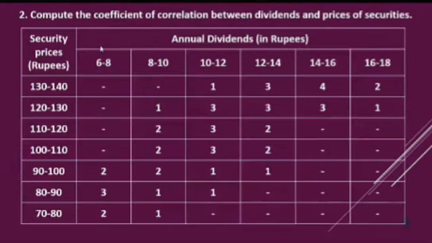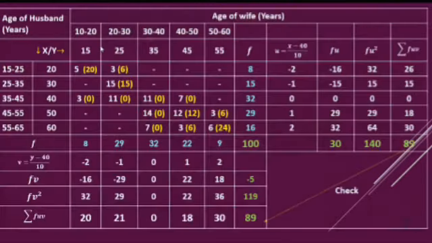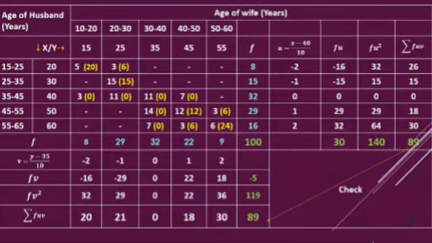Same procedure you repeat. You understood now how to find the row total of the frequencies 8, 29, 32, 22, 9. When you add that, you will get 100. Then find out V. V is Y minus, because your values of Y are 15, 25, 35, 45, 55. So I have taken the middle point, Y minus 35 divided by 10.